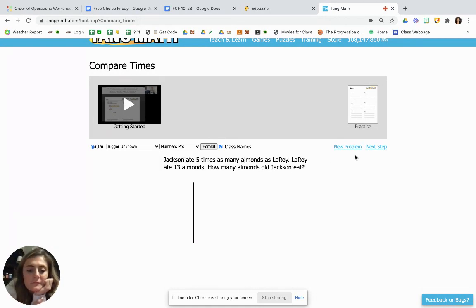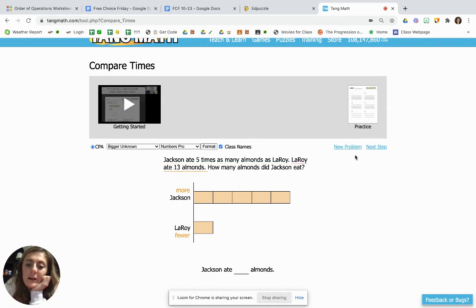Try another one. Jackson ate 5 times as many almonds as Leroy. Leroy ate 13 almonds. How many did Jackson eat? Well, we're trying to figure out how many almonds Jackson ate. And we know here that Jackson ate 5 times as many as Leroy. So Jackson has more and Leroy has fewer. So Leroy gets 1 box and Jackson gets 5 because Jackson has 5 times as many. Right? And in that box that Leroy has, it says he ate 13. So 13 goes in there.